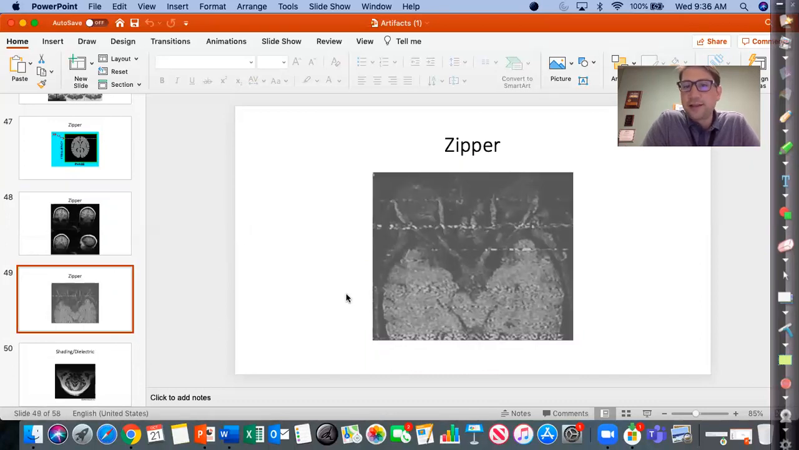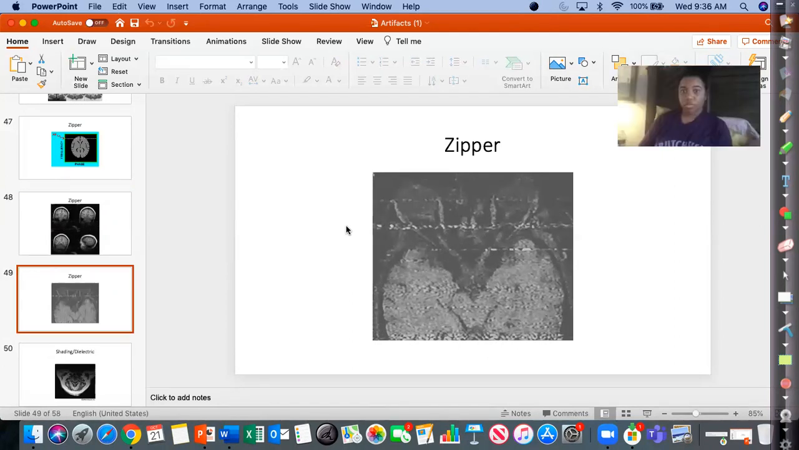All right, let's try this again. So here's the artifact going across the eyeballs. Which way is our frequency direction? Right to left or A to P? Right to left. Good, right to left.